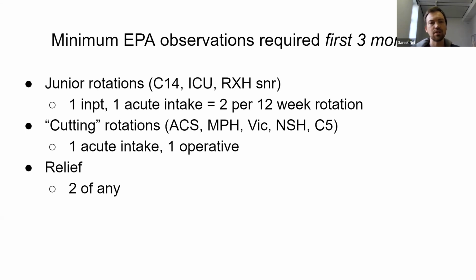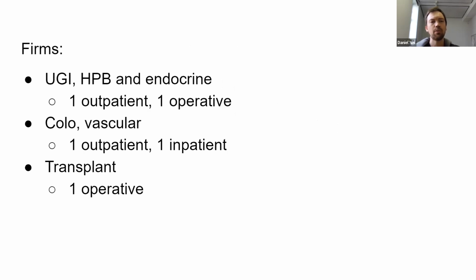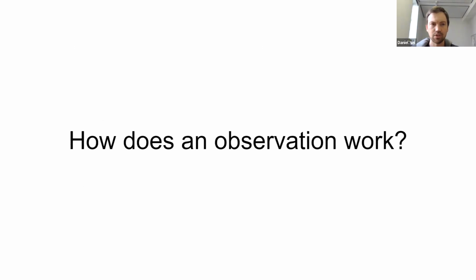The cutting rotations, they will need to do 1 acute intake observation and 1 operative one. In relief, 2 of any. In the firms, for upper GI, HPB, and endocrine, 1 outpatient observation and 1 operative one. In colorectal and vascular, 1 outpatient and 1 inpatient, and transplant, only 1 operative observation.